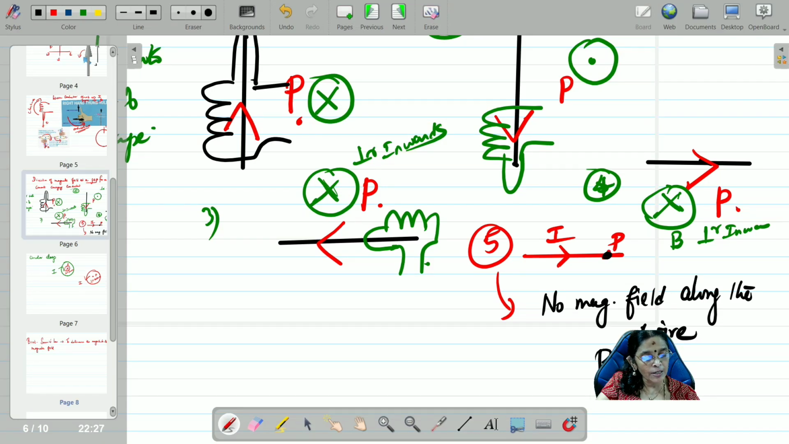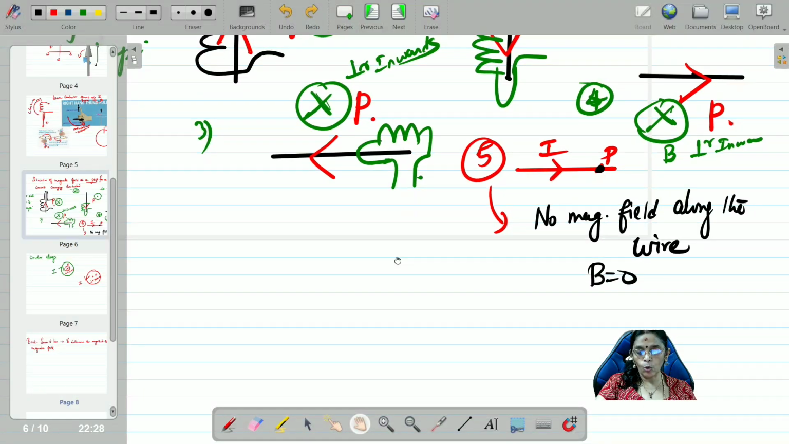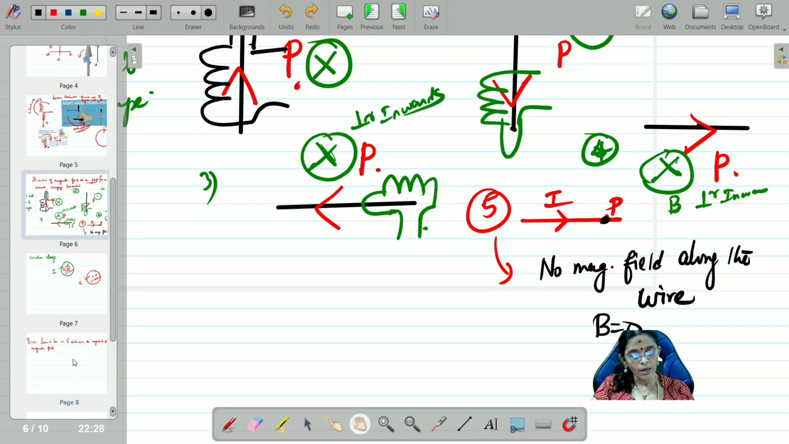So magnetic field is equal to 0, you can write. So do you understand, children? What I mean, do you understand? So hope you understand. So now I'll just come back to this.